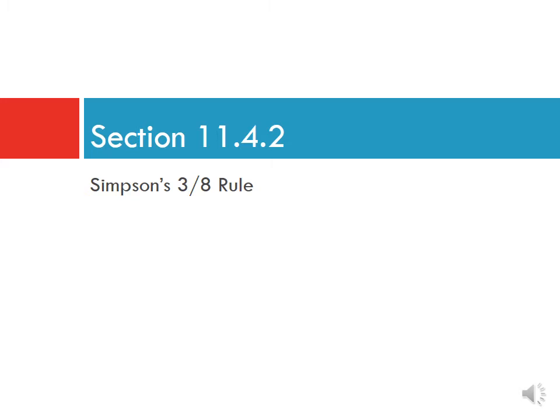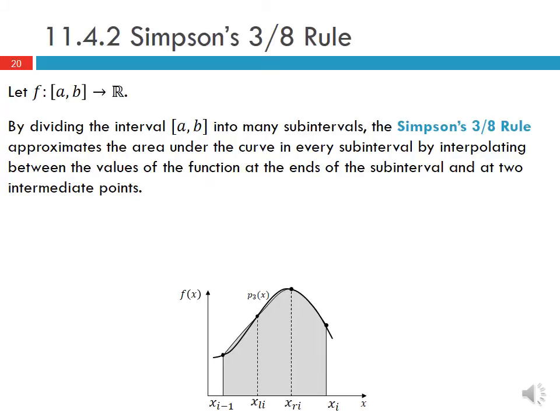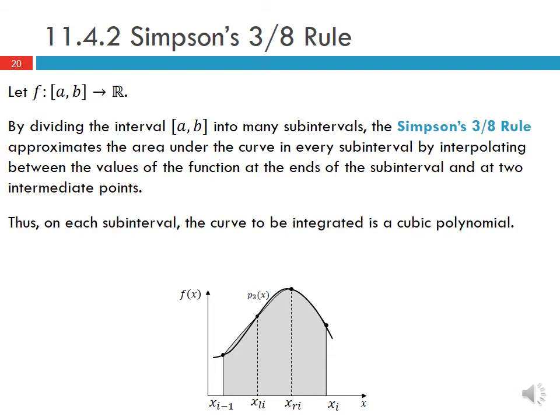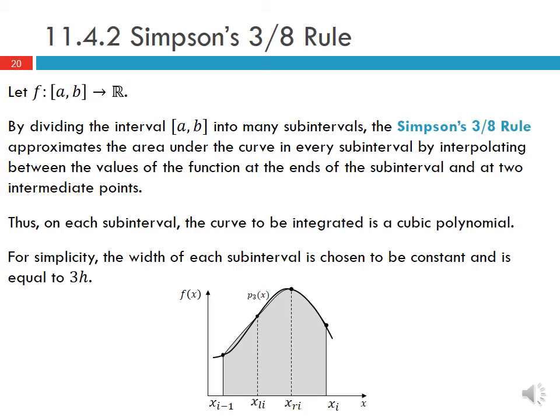Okay, so let's look at the Simpson's 3/8 rule. It's quite similar, but in this case we are going to approximate the area under the curve in every subinterval by interpolating between the values of the function at the ends as well as two intermediate points. So in each subinterval, the curve to be integrated is a cubic polynomial. For simplicity, the width of each subinterval is chosen to be constant and is equal to 3h in this case.